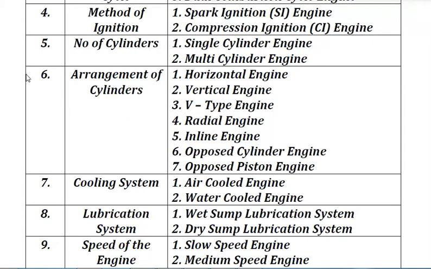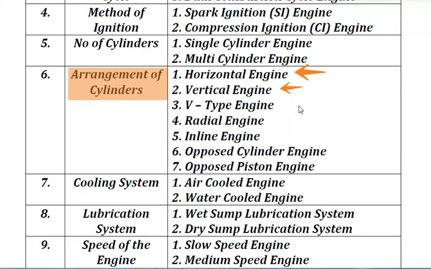Next is the arrangement of the cylinders, how the cylinders are arranged. First is the horizontal engine. Horizontal engine means the engine which has a horizontal piston cylinder arrangement. Next, the engine which has a vertical piston cylinder arrangement is called a vertical engine. Most of the engines are vertical cylinder engines.